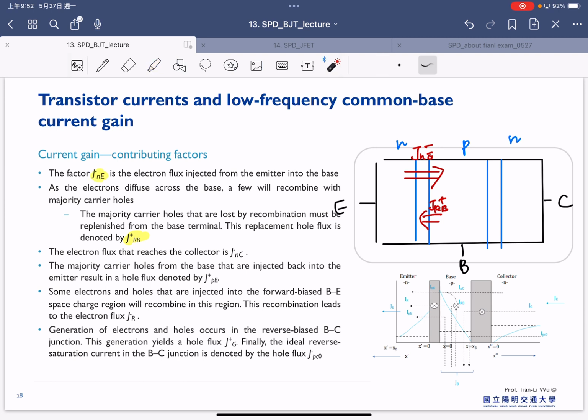Then the electron flux that reaches the collector is called JNC minus. Also, the majority carrier holes from the base are injected back into the emitter, and in this case we have a hole flux called JPE plus.